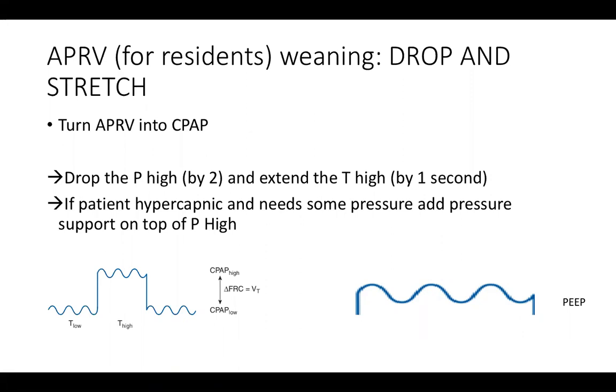If the patient is still hypercapnic, you can help them by adding some pressure support. So instead of switching your APRV to a CPAP, because you add pressure support, it's like switching to pressure support or BiPAP mode. Next slide.